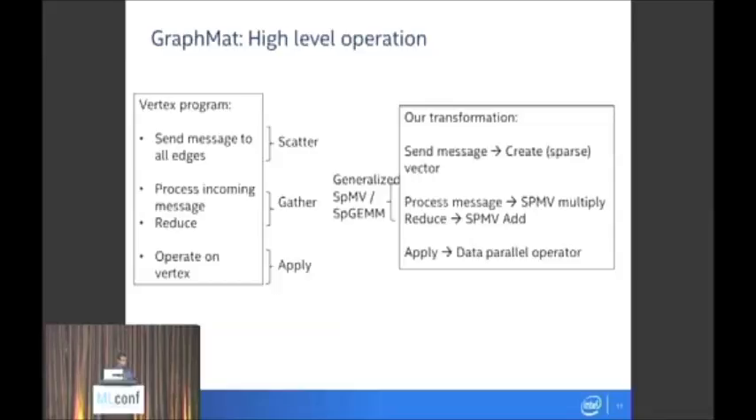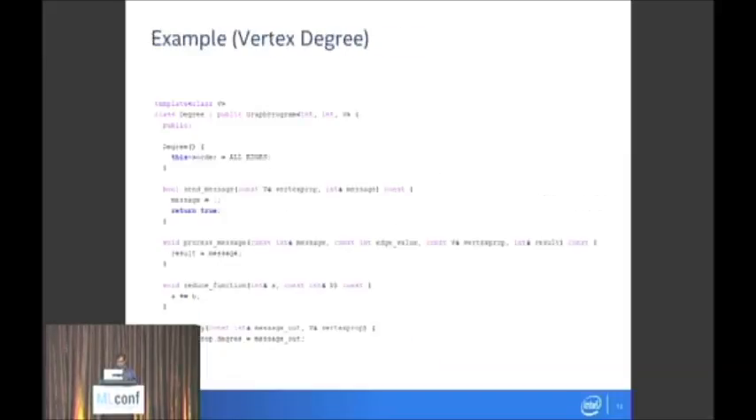And if you are familiar with the scatter gather apply model, send message is typically the scatter phase where you scatter messages along all of your edges. Your gather is basically collecting your incoming messages and processing them. That is what takes most of the time in all of these graph programming frameworks, and that's what basically becomes a generalized sparse matrix vector multiplication. And the apply phase is just whatever you operate on your Vertex. And the benefits are, again, the users still have to do only Vertex programming, but you get high performance because the backend is pretty well optimized.